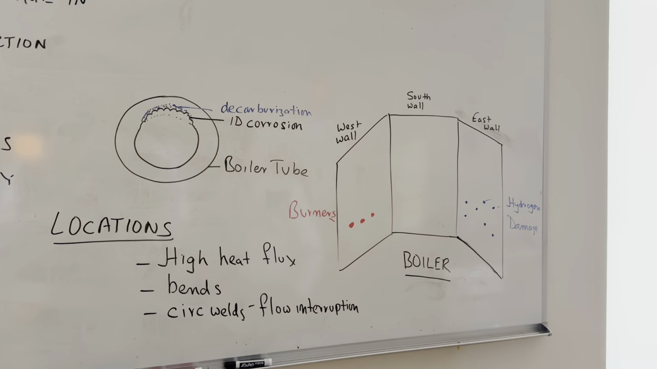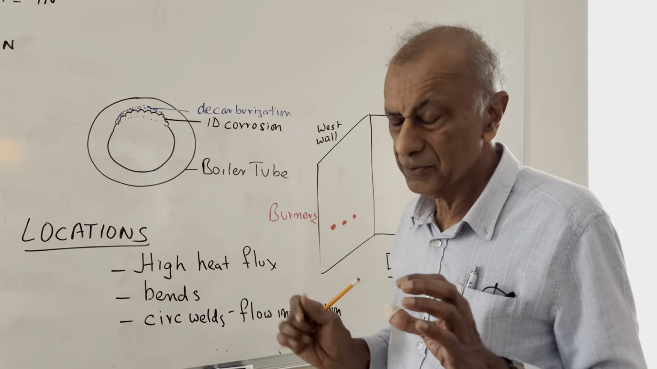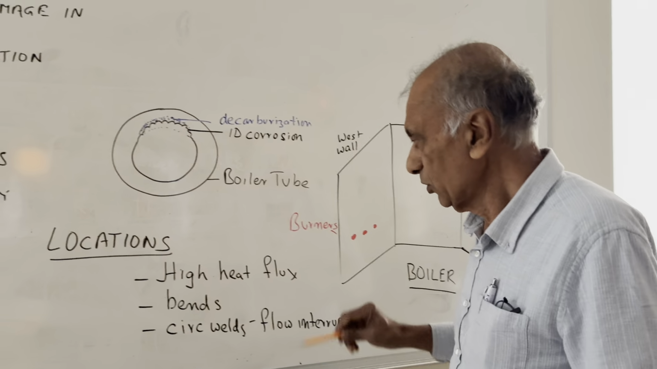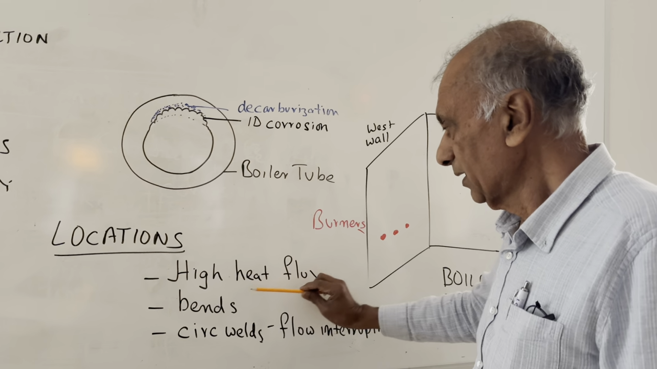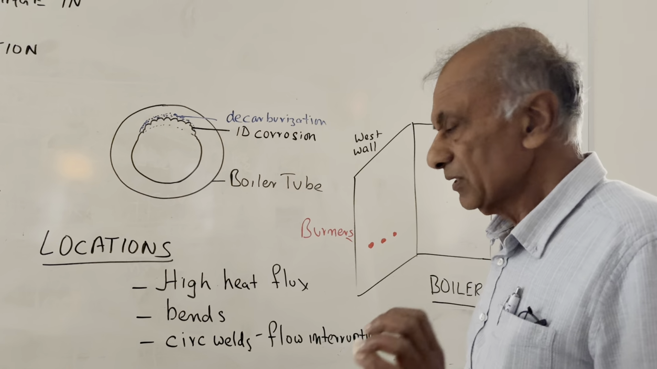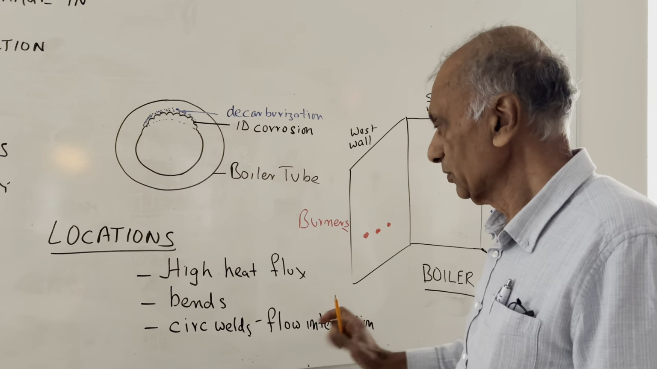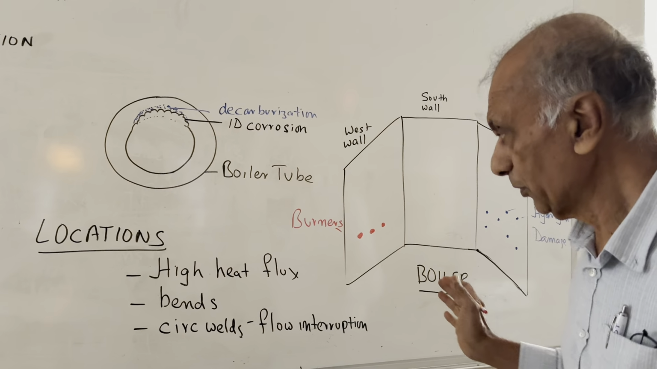And so where does it happen? It doesn't happen all over the boiler. It only happens in very specific locations. These are the locations with the high heat flux in the boiler. It happens in the vents, and it happens at the circumferential welds, which are actually the locations of flow interruption. So those are the specific locations where it actually happens. It doesn't happen all over the boiler.